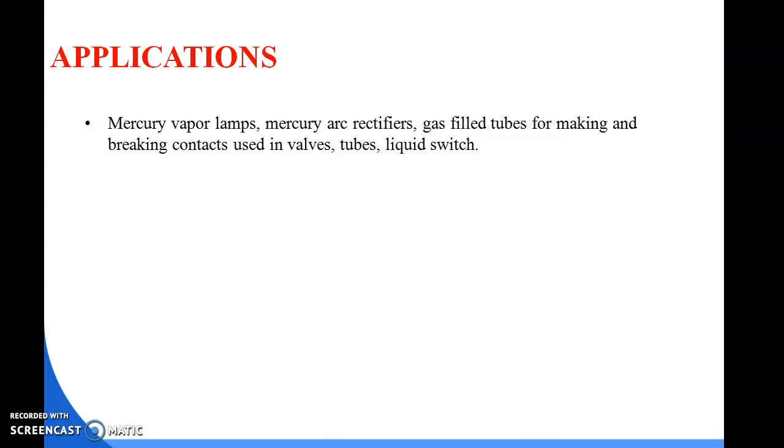Application. Mercury vapor lamp. Have you seen a mercury vapor lamp? And mercury arc rectifier and gas filled tubes for making and breaking contacts, valves, tubes, liquid switch. There are many liquid switches where we use mercury, and we use it in mercury vapor lamps and mercury arc rectifiers. So these are the applications of mercury.